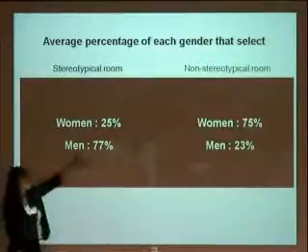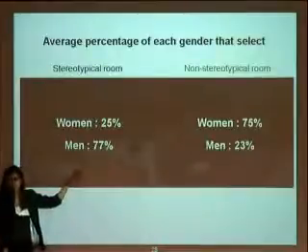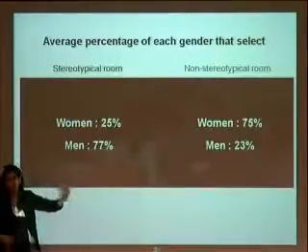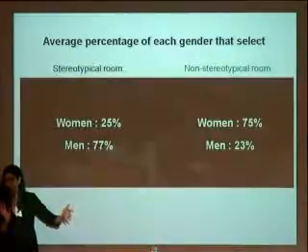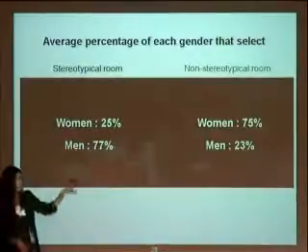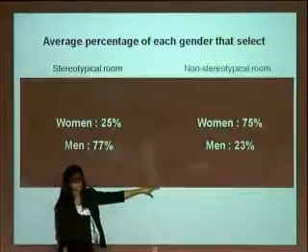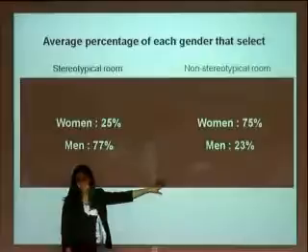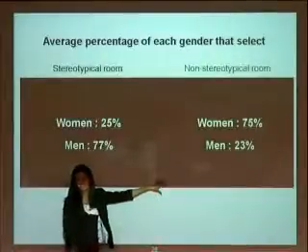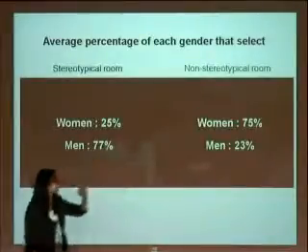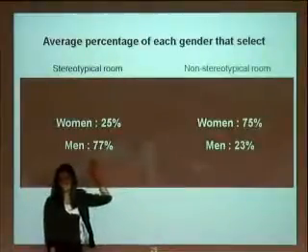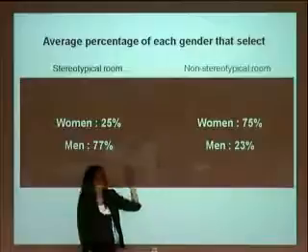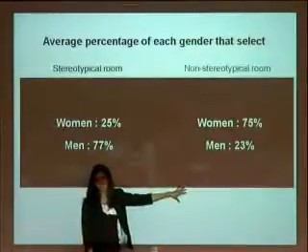It could be that for some women, the stereotypical room communicates the same things it communicates to a lot of the men, which is this is fun, or this is techie, this is cool. But for the majority of women in this population, the women who aren't already interested in computer science, they feel more comfortable, they feel more welcome, they feel like they fit better in the non-stereotypical room. And you can make the same case for men, that not all men like the stereotypical room.